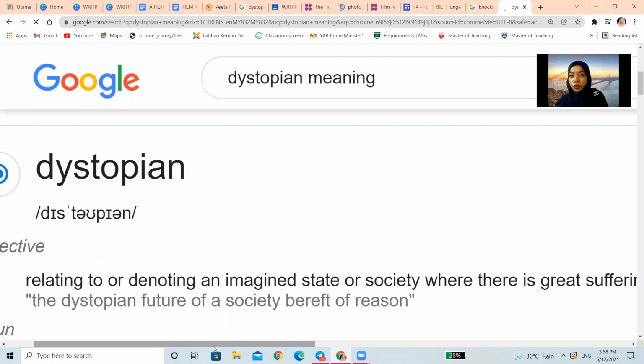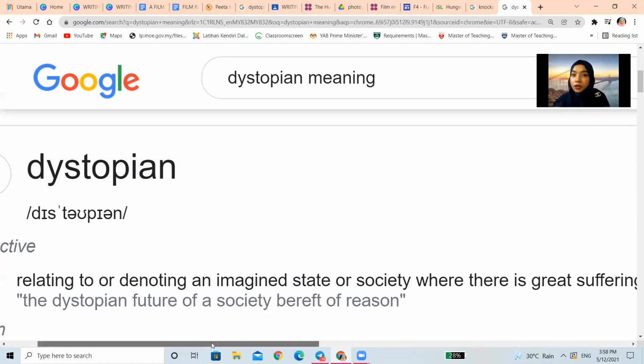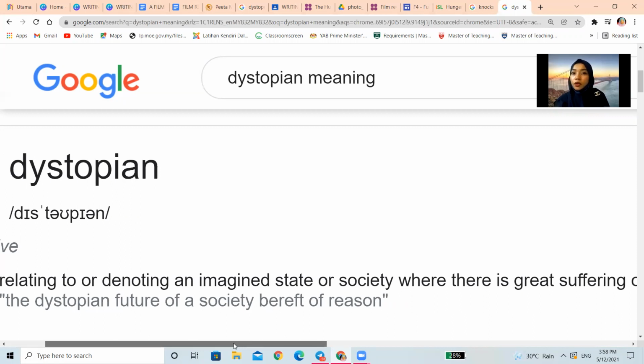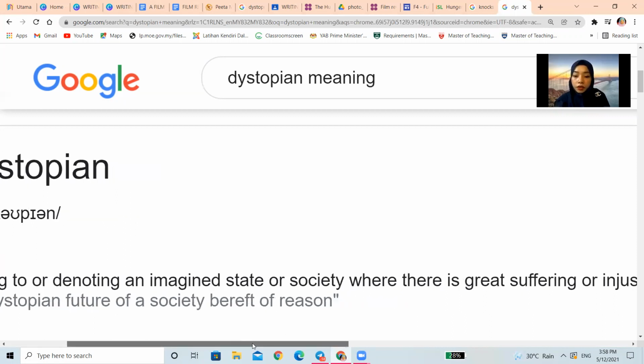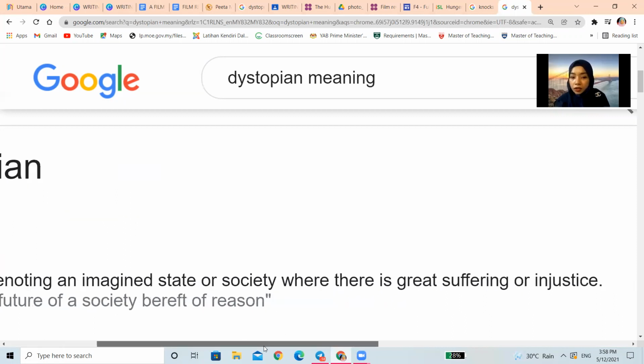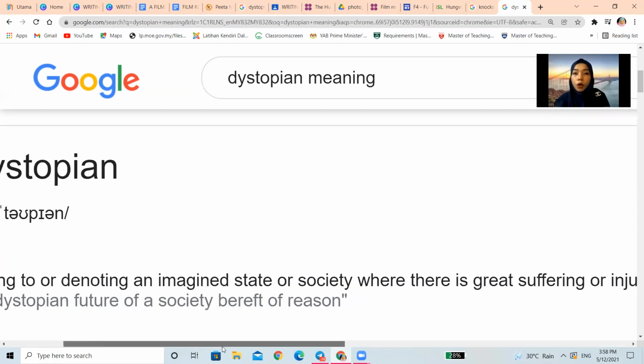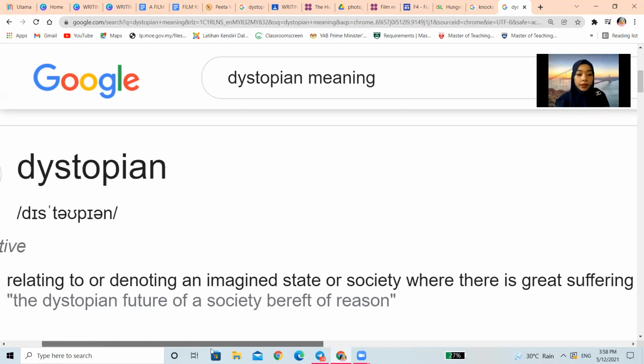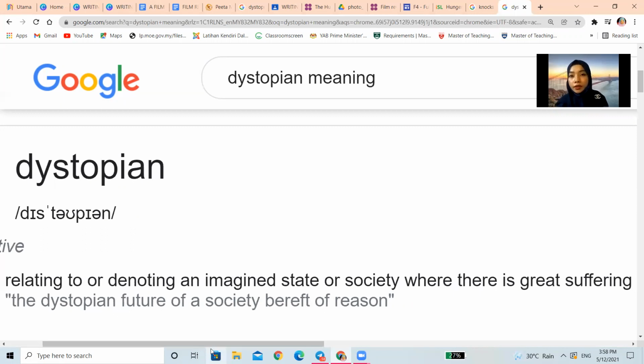If we look at that film review just now for The Hunger Games, we can see that it relates to an imagined state. It's not real. It is an imagined state or society. There is a lot of great suffering, as you can see in the video just now, and a lot of injustice in which the people who are weaker are oppressed. So do use words or phrases that you have found when you have done your revision for your film review and include that in your analysis.